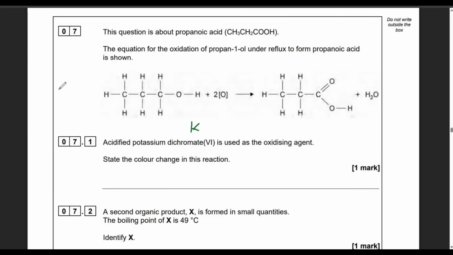State the color change in this reaction. Why don't you pause the video and have a go? Okay, I'm going to go through the answer.